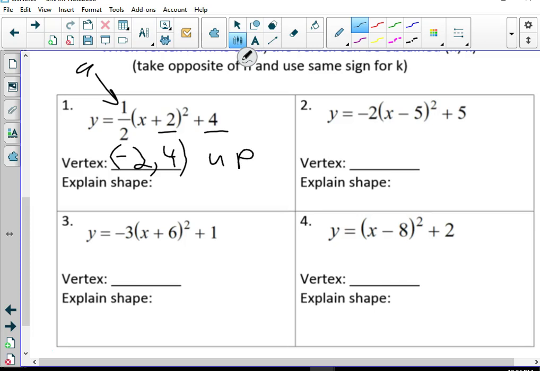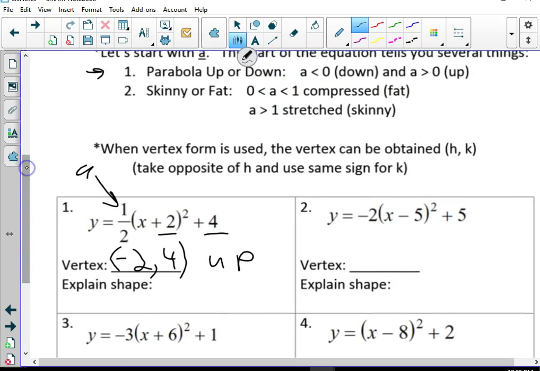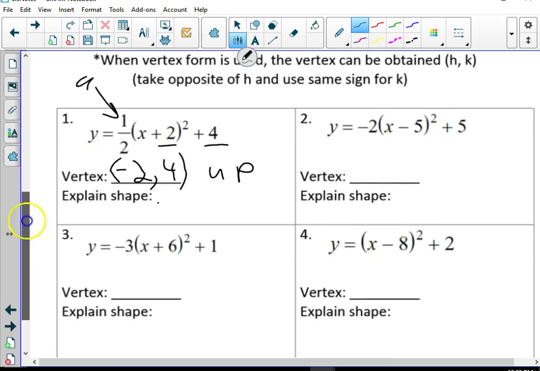If it's positive, that means it's going up. Now, the shape, is that wider or narrower, skinnier? 1/2. It tells you right here. If a is between 0 and 1, it's wider. If it's greater than 1, it's skinnier. So is 1/2 bigger than 1 or between 0 and 1? Okay, so it's wider.